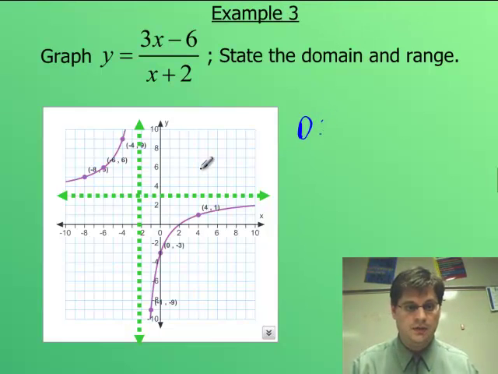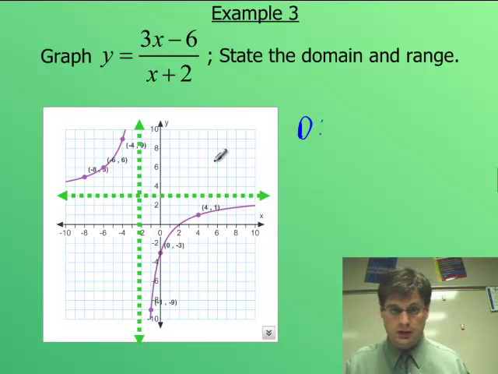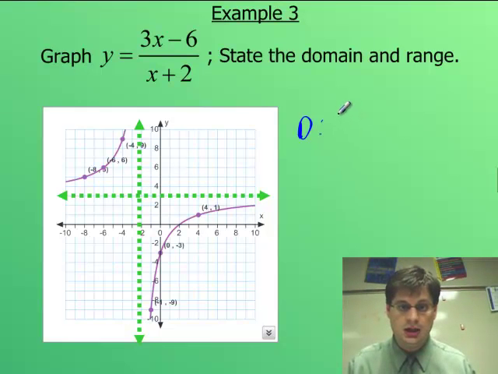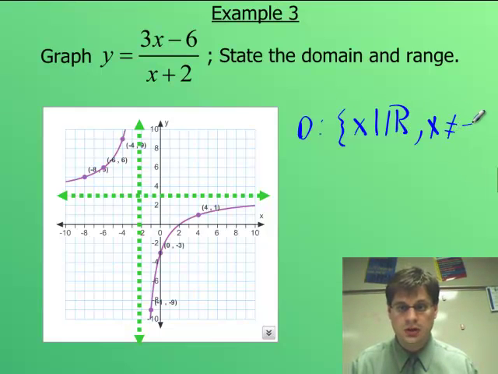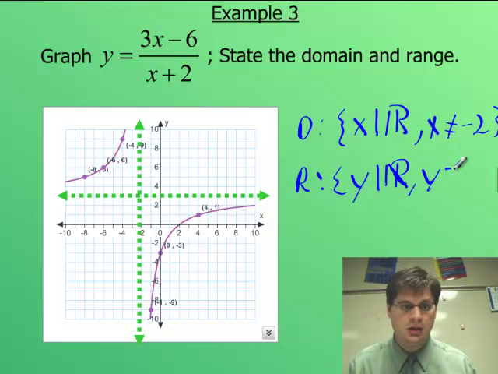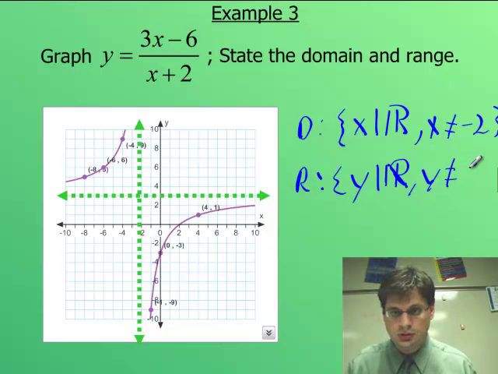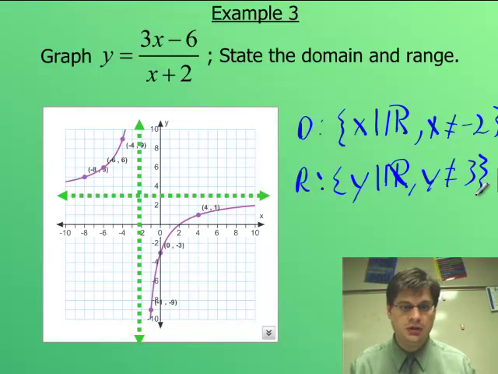And now all we have to do is state the domain and range. So we can see we have all the x values except for when x equals 2, or negative 2 rather. So x is such that it is all real numbers, except x cannot equal negative 2. And our range, y is such that it's all real numbers, except y cannot equal positive 3. So there's our domain and range.